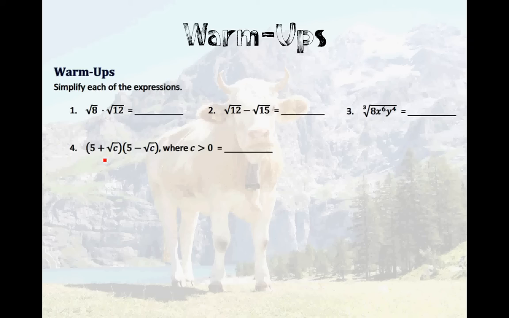So for number 4, it's the difference of squares. And so essentially, you're looking at 5 squared minus square root of c squared. So remember, when you have two things that are squared and you're subtracting them, you put the square root of each of them there, and then you put one plus sign, one minus sign. So if you simplify this, you have 25 minus c. So the square root of c squared is just c. So that would be your answer for number 4.